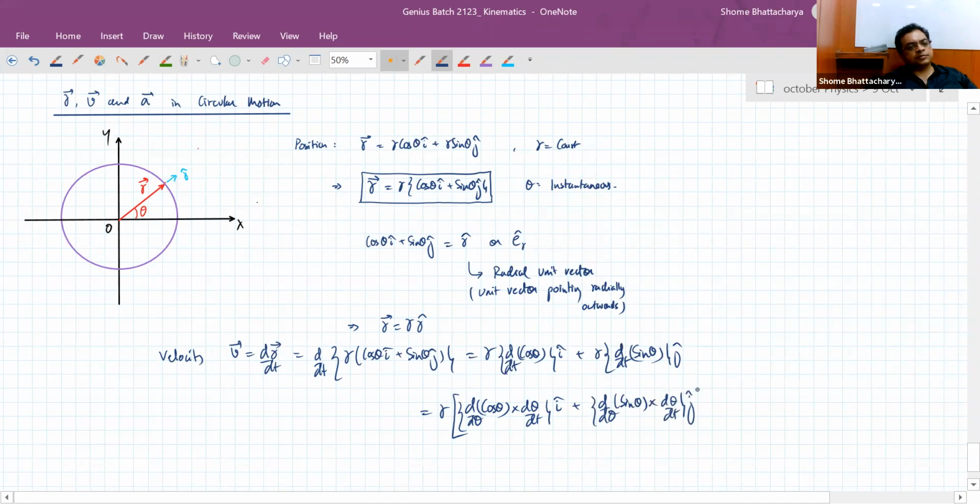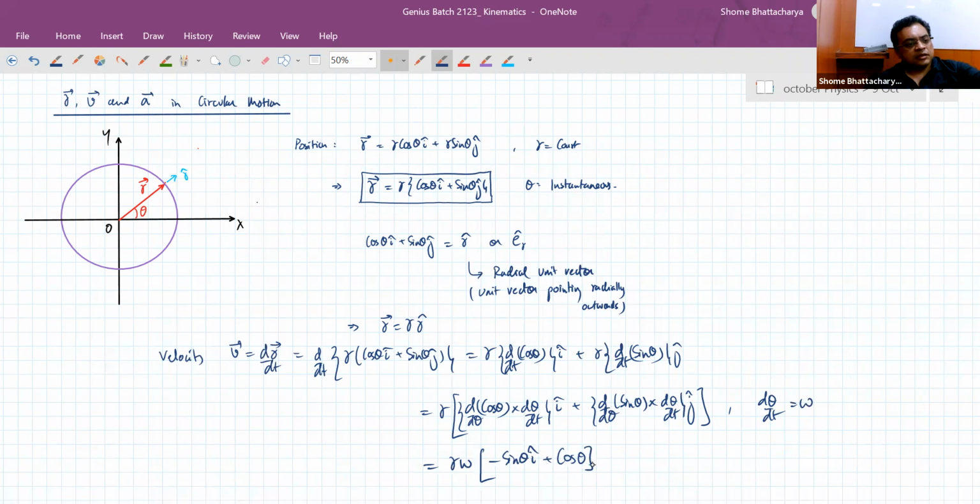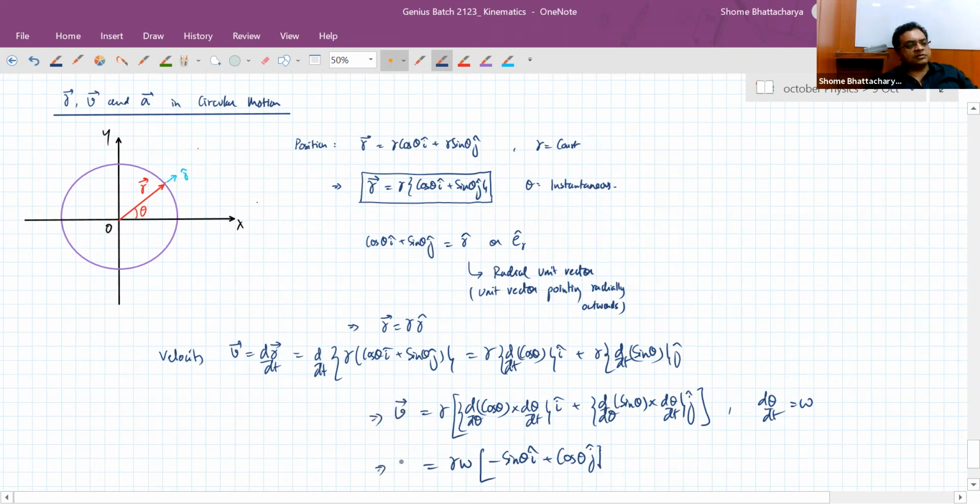And while using this chain rule, we understand that d theta by dt is nothing but the angular velocity. So we can take that common outside, and the derivative of cos theta is minus sine theta, and the derivative of sine theta is cos theta. So now we can see that the instantaneous velocity has a magnitude of r omega, but it has a direction along a unit vector, which is given by the vector in the bracket.